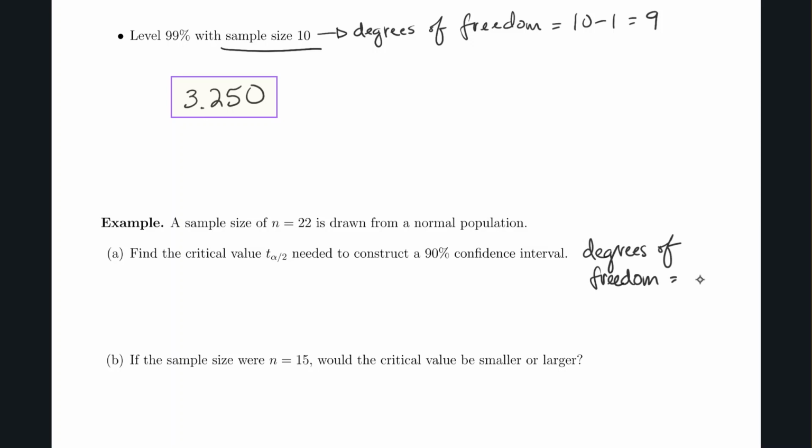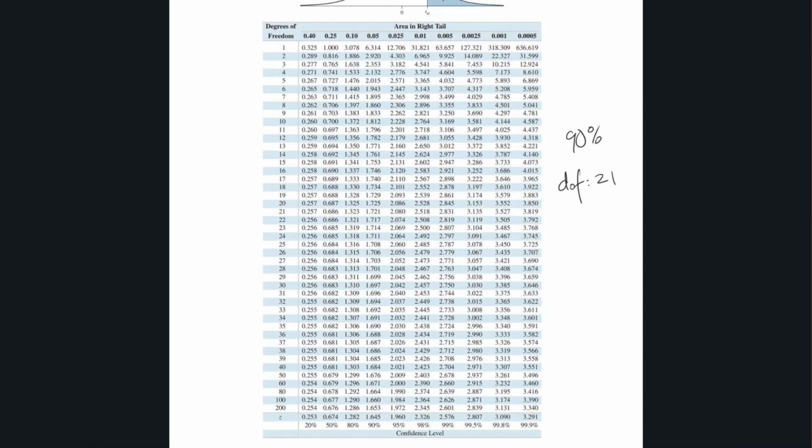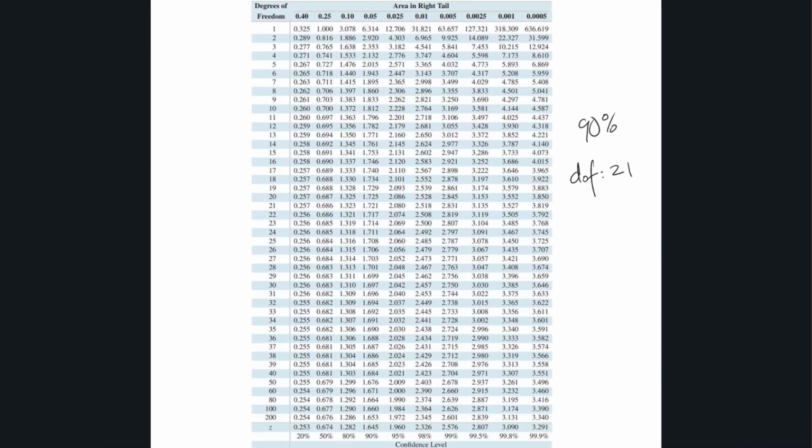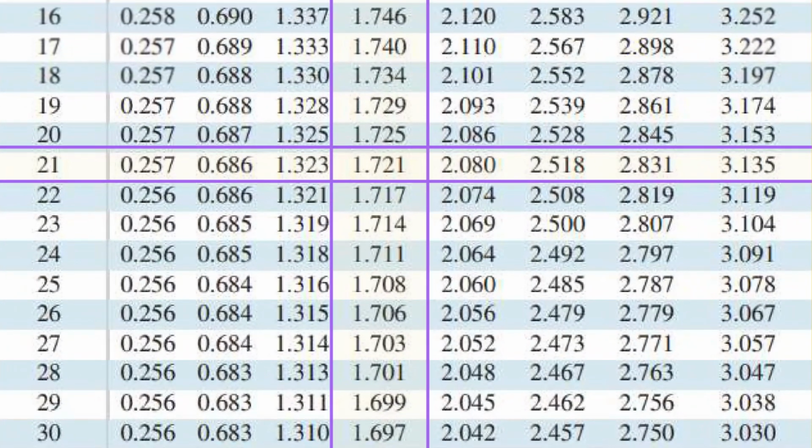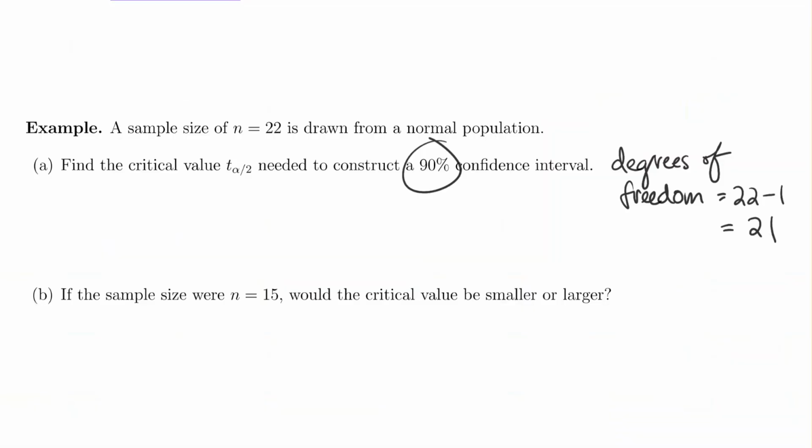Well, if the sample size is 22, that's 22 less 1, or 21 degrees of freedom, 90% confidence. So visualize where that critical value would come from. We'd get the 90% confidence column along with the 21 degrees of freedom. Zooming in, we see our critical value would be 1.721.